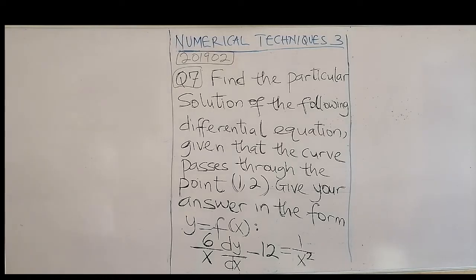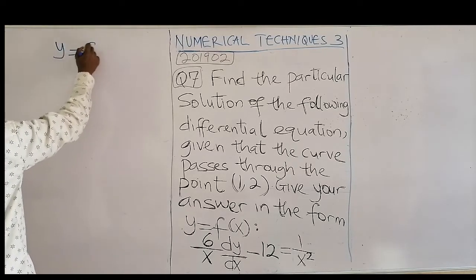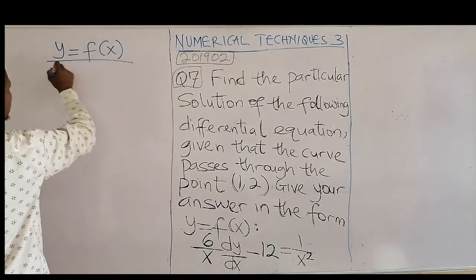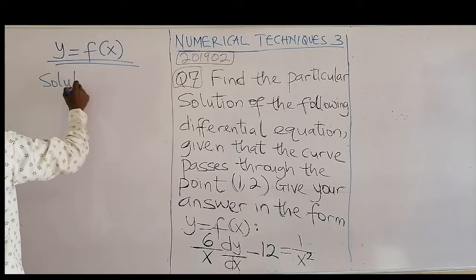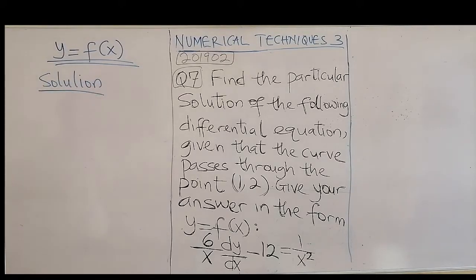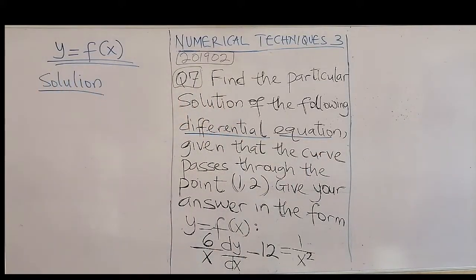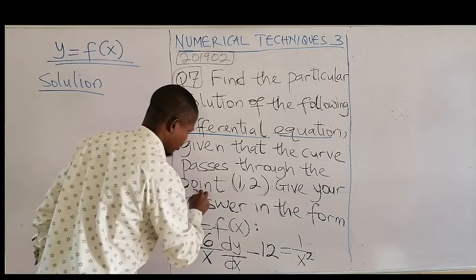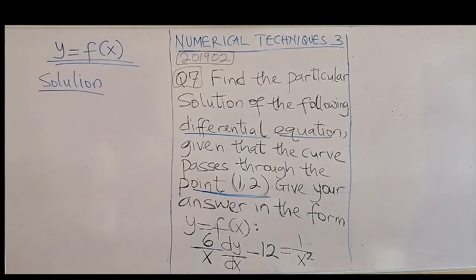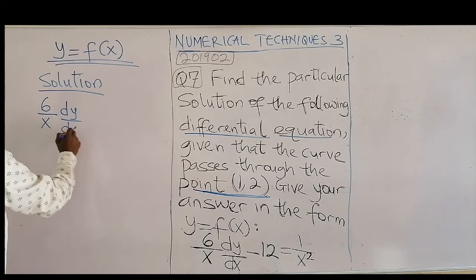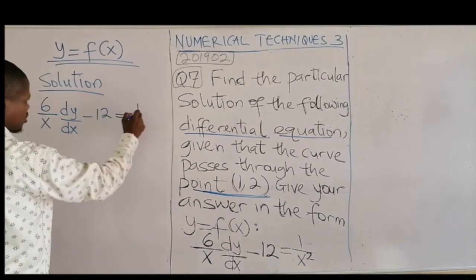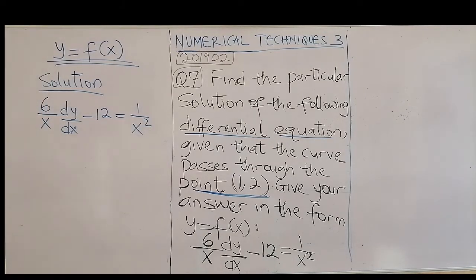Question 7. We are told to leave our answer in this form. So let's say solution to that. And the key point is that we want to find a particular solution of the what? Of the differential equation. Another key point is that it passes the point 1,2. So, we have the differential equation as 6 over x dy dx minus 12 equal to 1 over x squared.